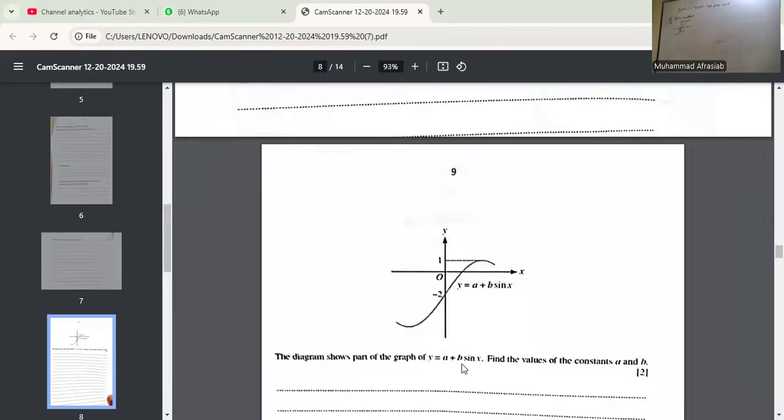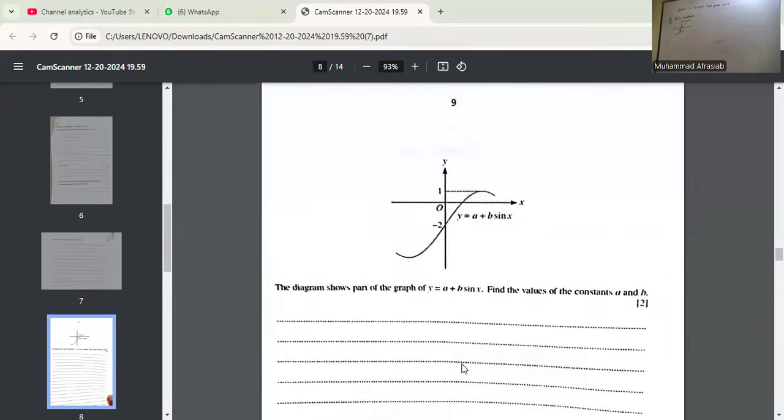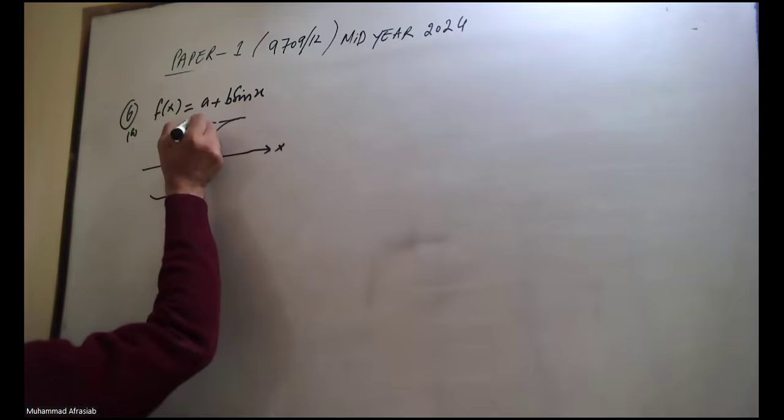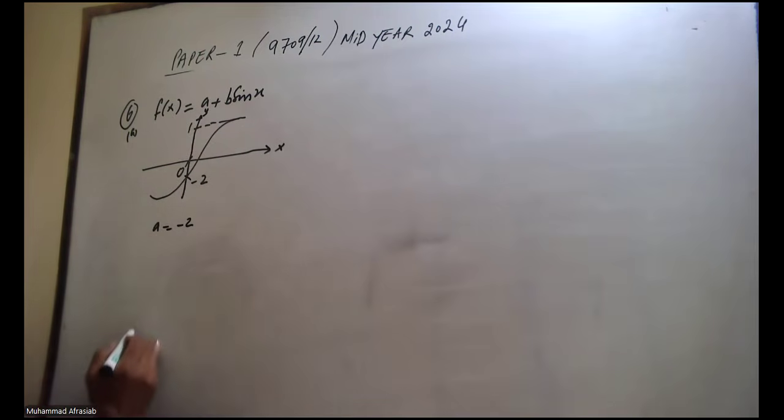Question number 6 now. This is the graph shown there, y is equal to a plus b sine of x. Find the values of the constants a and b there. Since this graph is cutting the x-axis like this, and this is the y-axis, it is cutting the y-axis at -2. So a value is equal to -2.